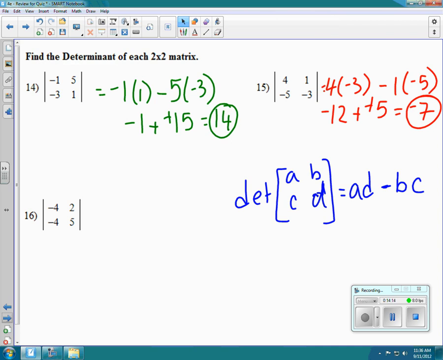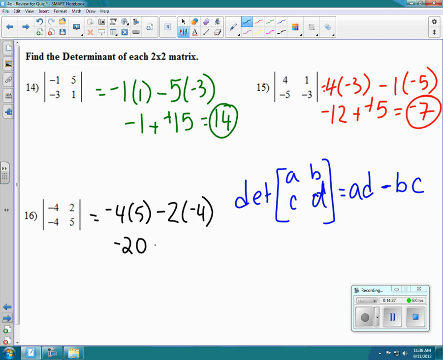In number 16, same exact thing. -4 times 5 minus 2 times -4. -4 times 5 is -20. Minus 2 times -4 is -8. That becomes plus 8. And this equals -12.